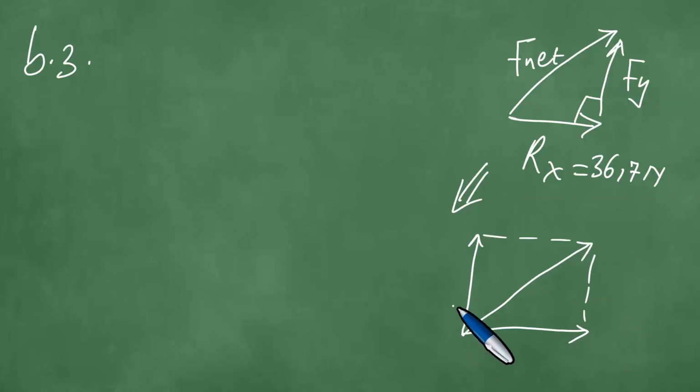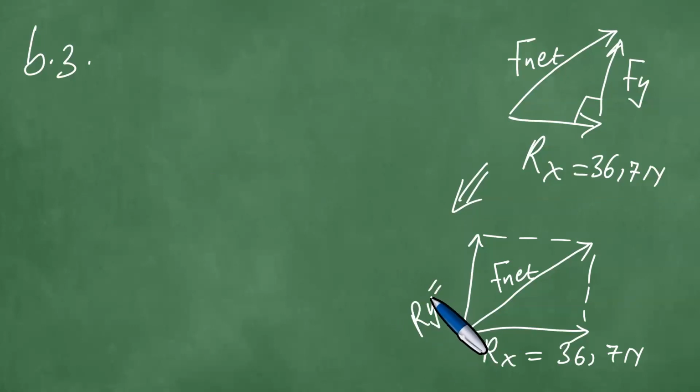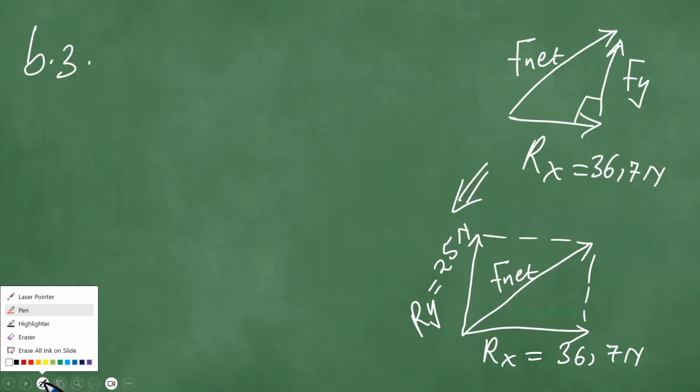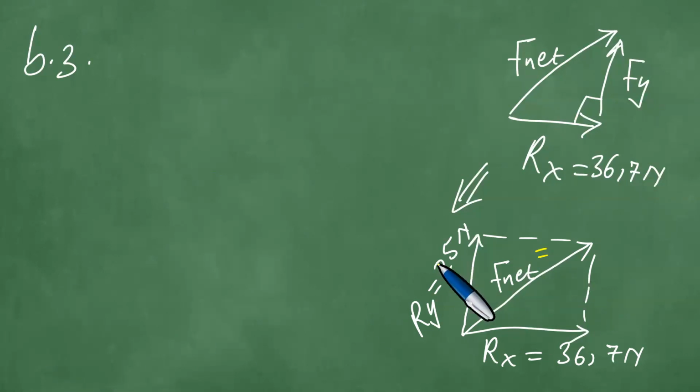So this one you can call the resultant in the x direction, which is 36.7 newtons. There is F net. We found it: 44.41. Resultant in the y direction, 25 newtons. And therefore now the net force here is 44.41 newtons.